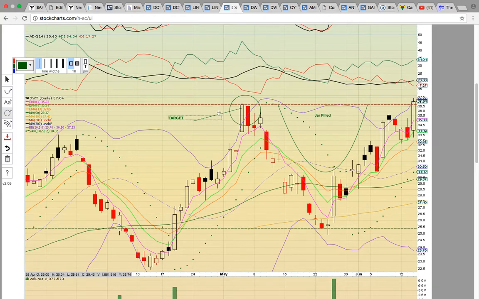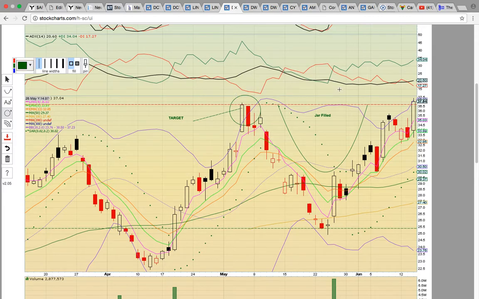Now it happened today. We were looking for a close above this high close here in May, and it actually did close above horizontal resistance. That does signal more upside potential. That is going to be the key level to turn into support. Notice that it filled the jar back to that level, so it needs to turn that level into support in order to launch higher.